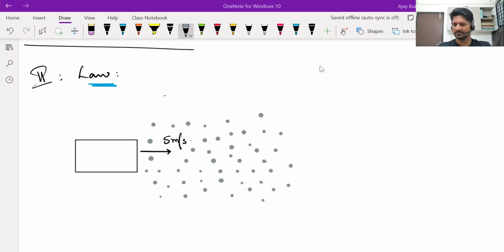Pawan, any ideas? Sir, can we reduce the mass somehow? What did you say? We'll reduce the mass, sir.